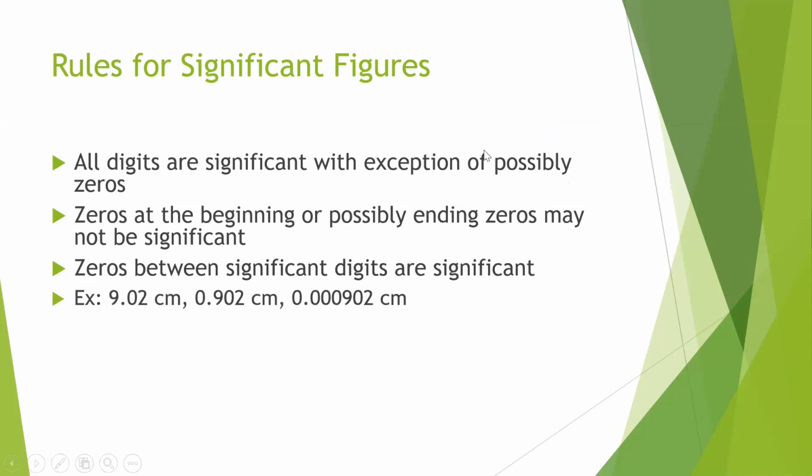So I want you to type in the answer in the chat. How many significant digits are in 9.02, 0.902, and 0.000902? Just type your answer separated by commas.